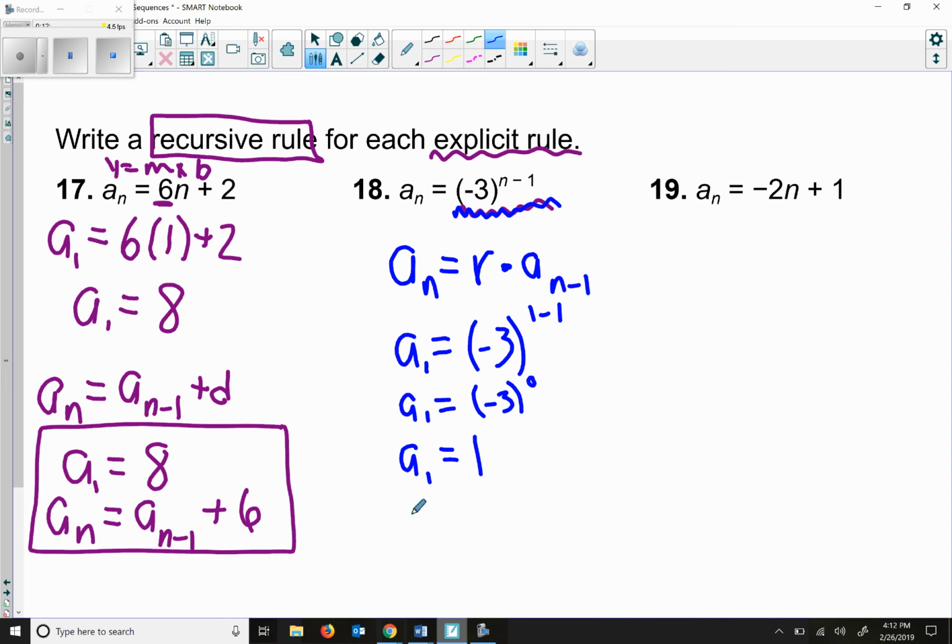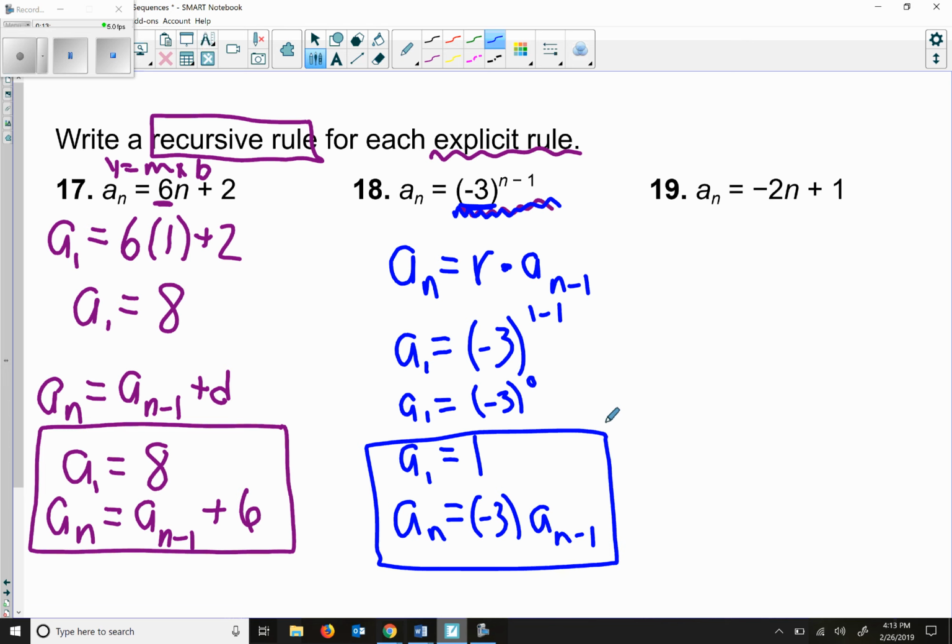And then from here, A sub n, let's see, that common ratio again, we've got to figure that out. That common ratio is just this base here. So that would be negative 3, and then A to the n minus 1. So this right here is our recursive rule for that next example.